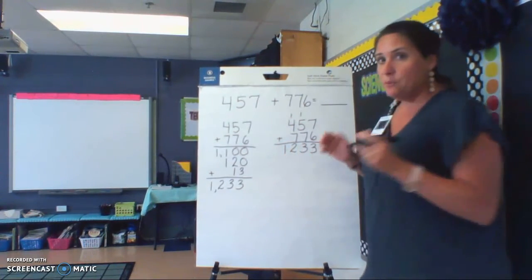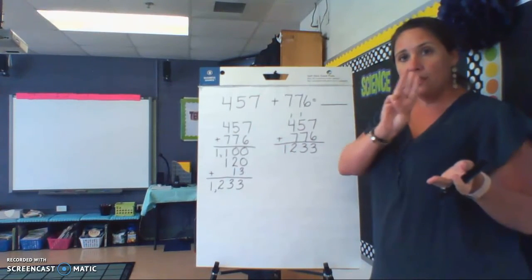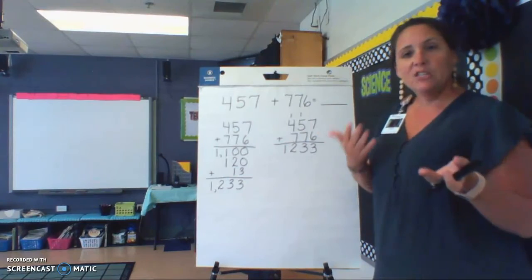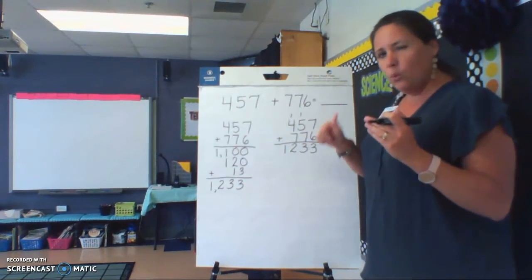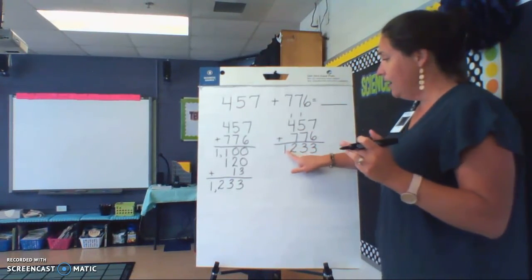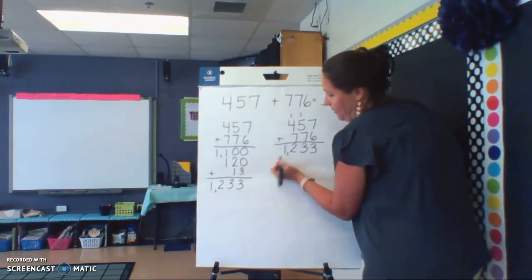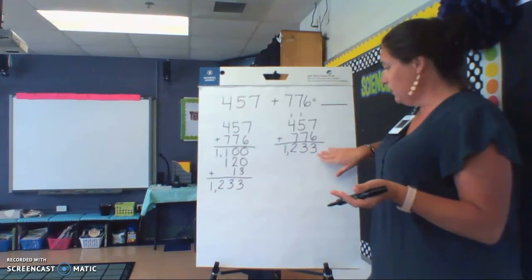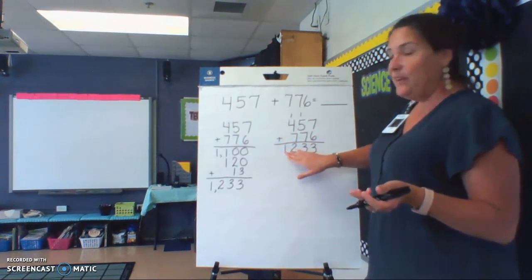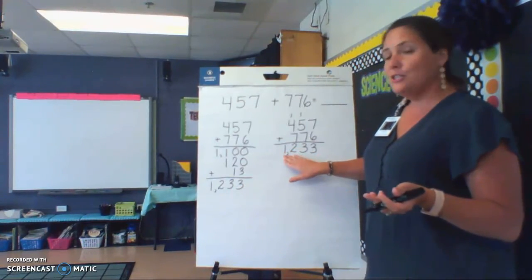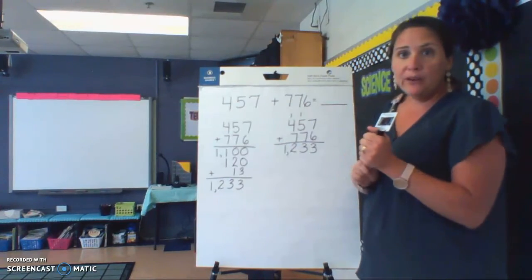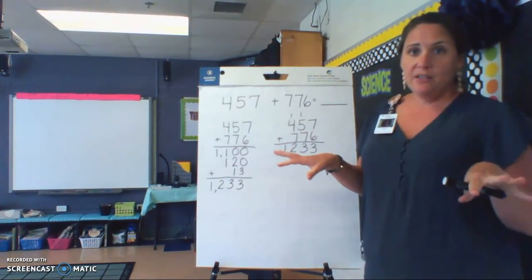And we know that we have to put a comma, because if we have more than 3 digits, we have to add a comma. And so we always start in the back and we count up 1, 2, 3, comma. So let's see it. 1, 2, 3, comma. So it goes right there. So now we have a number in the ones, the tens, the hundreds, and now the thousands. And we have the same answer of 1,233.